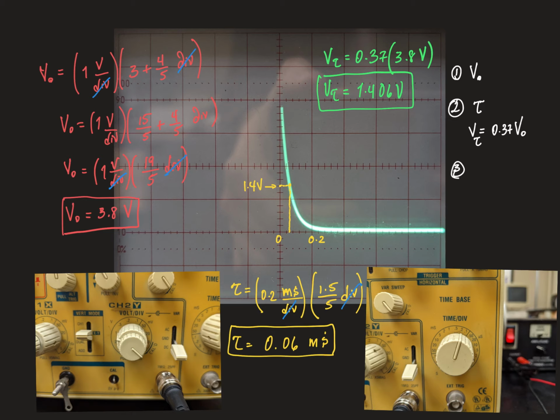If we remember, now that we determined tau, the theoretical tau was 0.047 milliseconds. And you can see that these two numbers are quite close. This is just to the second decimal place, and you can see that this, to the second decimal place, if we round it up, is almost 0.05 milliseconds.